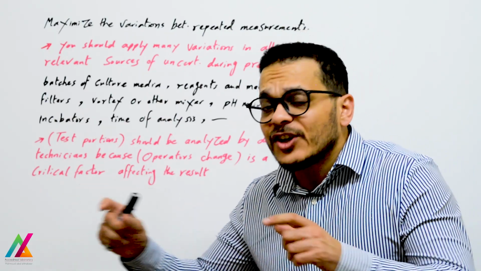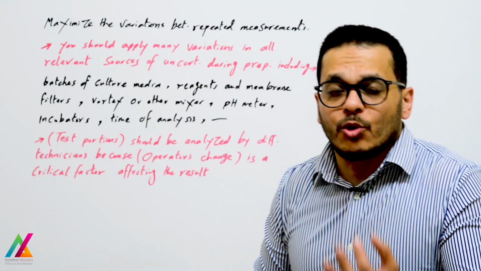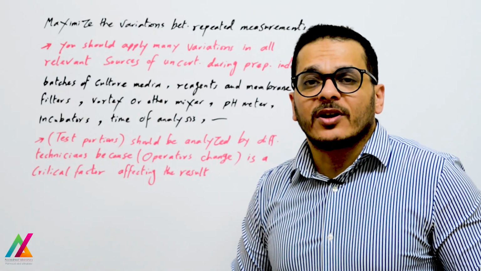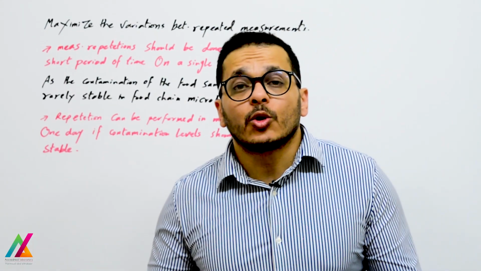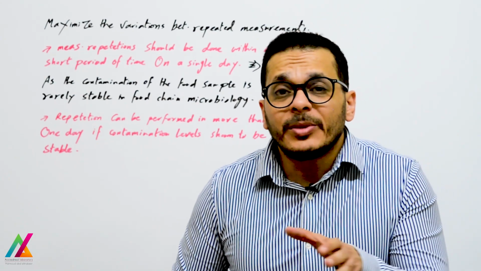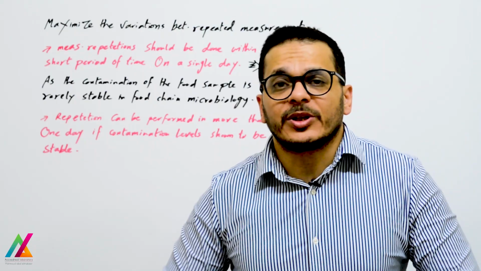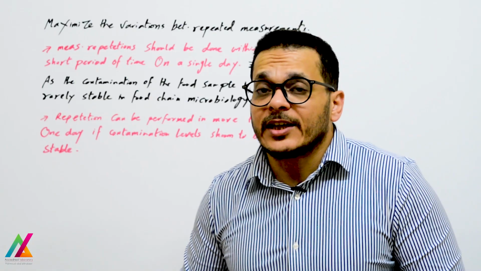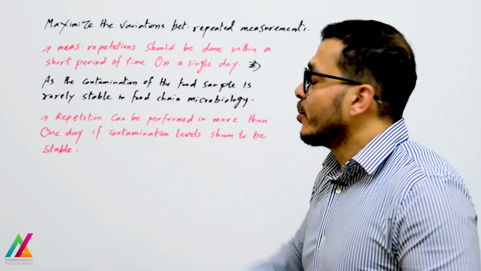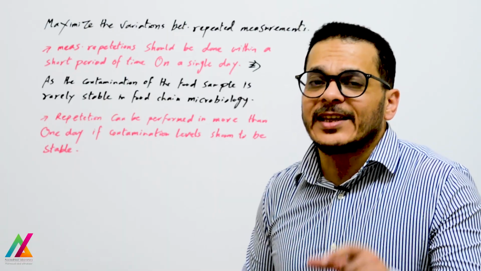So the variation between different analysts will give you a real result for the measurement uncertainty at the end. Also, microorganisms are living organisms, so the results will change very fast between repeated measurements, between replicate analyses. So among the precautions you should take during repetition, measurement repetitions should be done within a short period of time on a single day.